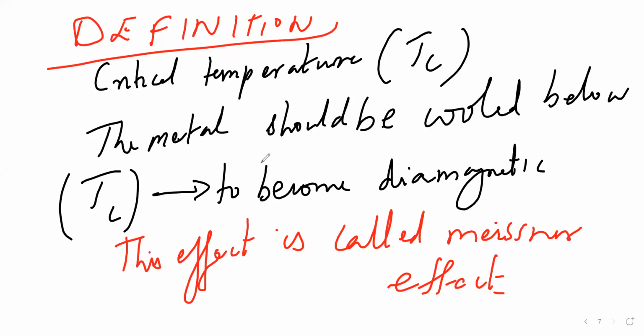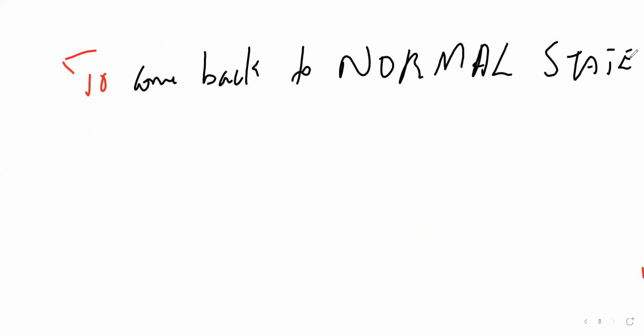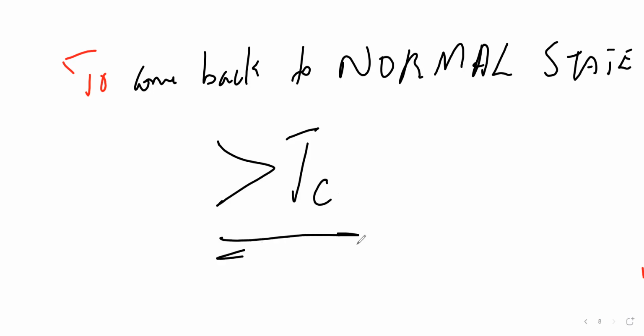Okay. So the metal should be cooled below the critical temperature to become diamagnetic. This effect is called the Meissner effect. To come back to its original shape, to come back to the normal state, all of these things you should write in caps. Normal state: the metal temperature should be greater than the critical temperature, then the substance will be in the normal state. Okay, so write this down in simple words so you will come to know the Meissner effect.